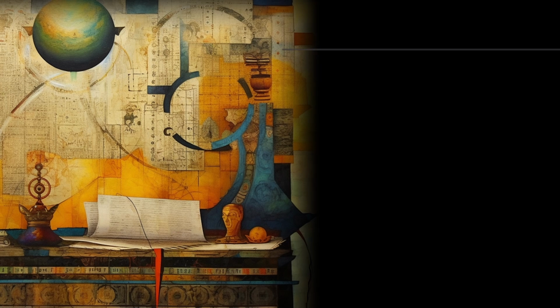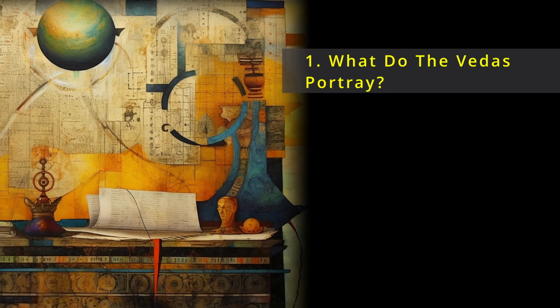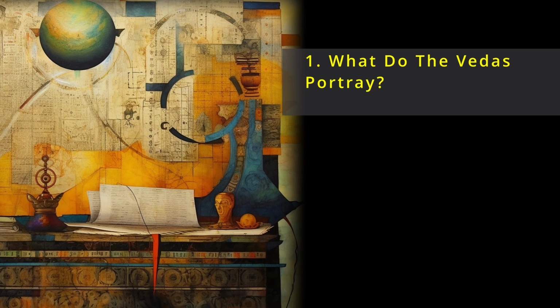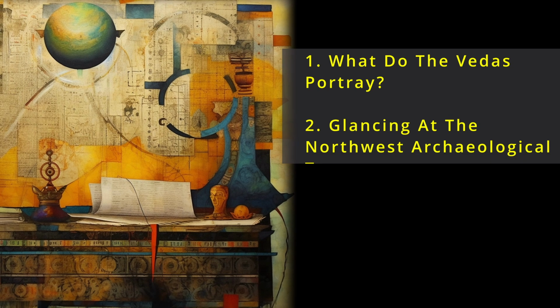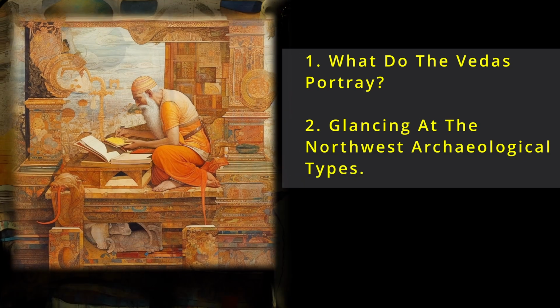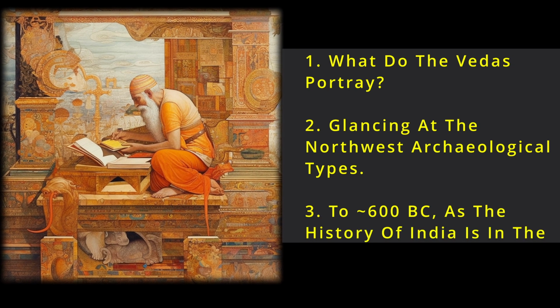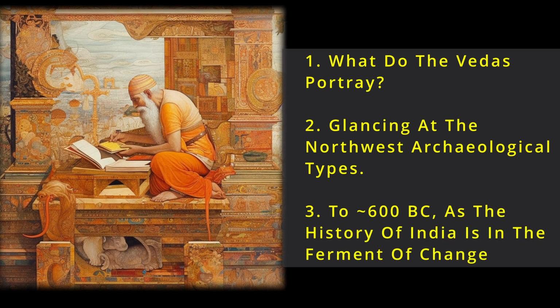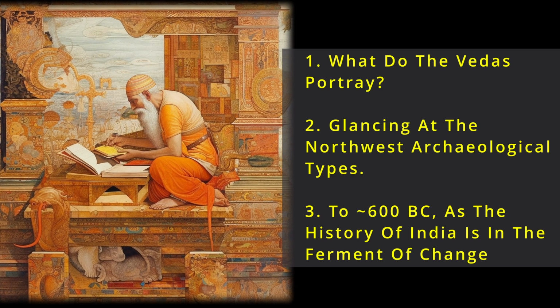In exploring the history of the Vedic period, we'll mostly consider some of the insight the Vedas themselves provide, and then briefly consider some of the main archaeological types in the northwest of the subcontinent. We'll close our story a century before the end of the Vedic period, around 600 BC. I'll consider the coming, more historically accessible period in the next video.